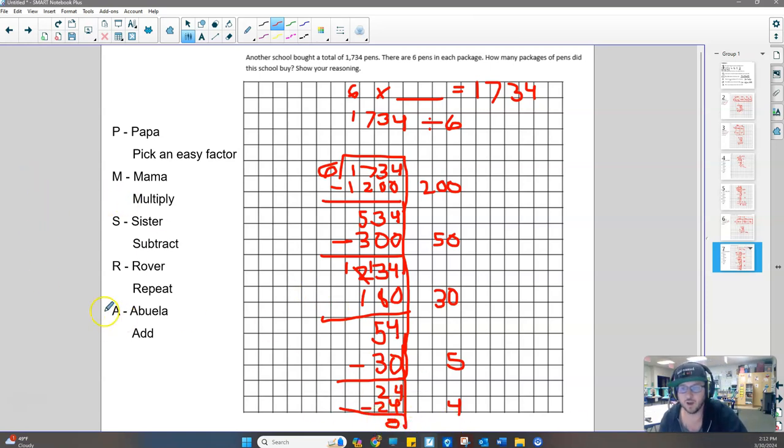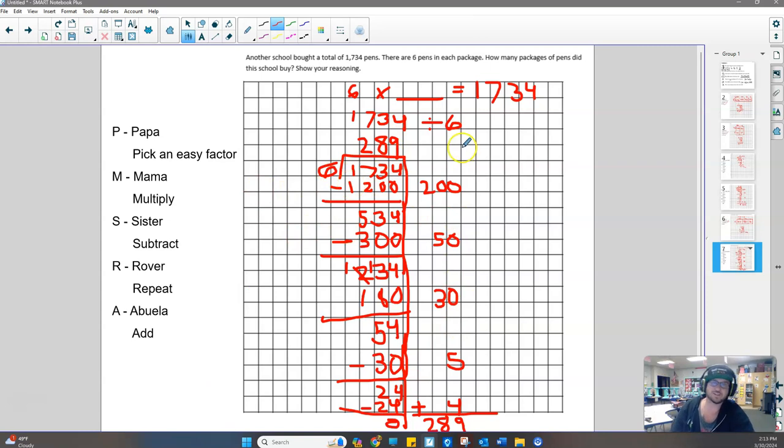That is 0. Abuela tells us to add. Papa, Mama, Sister, Rover, Abuela. We're going to add 5 and 4. Again, making sure my place values are lined up so that I know that I'm adding the correct numbers. This is a pretty common error that we were making. Make sure those are lined up. 5 add 3 is 8, and 2 is 2. 289. And there was not a remainder because we were buying even packages of pens.